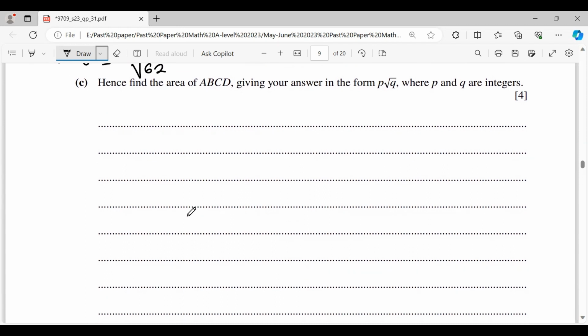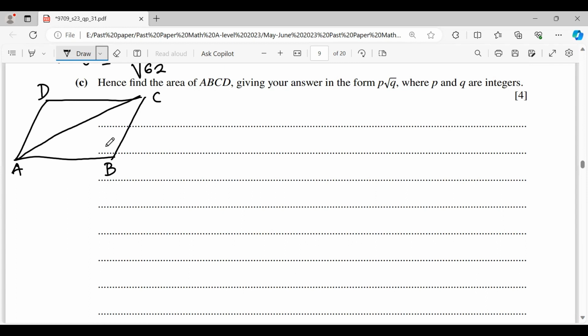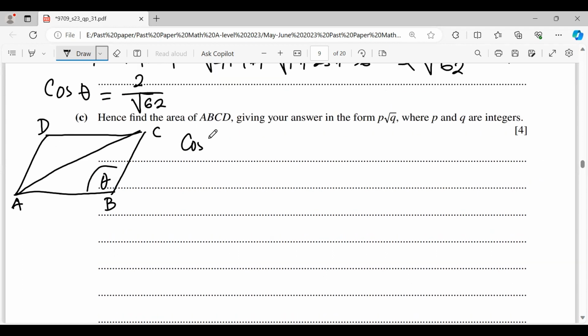Hence, find the area of ABCD, giving your answer in the form p square root q, where p and q are integers. I'm going to sketch this parallelogram first. We're going to find area ABCD, but I will divide this parallelogram into two triangles. If this is theta, just now cosine theta equals 2 over square root 62. So now we are going to find sine theta.